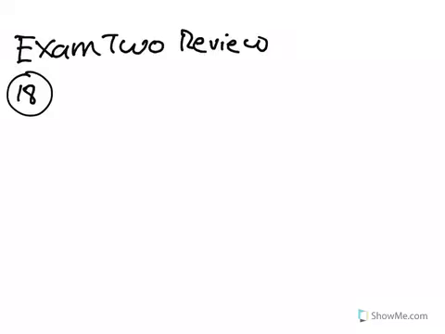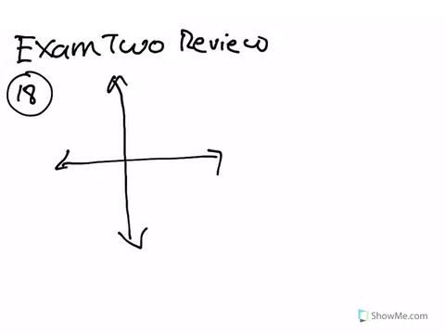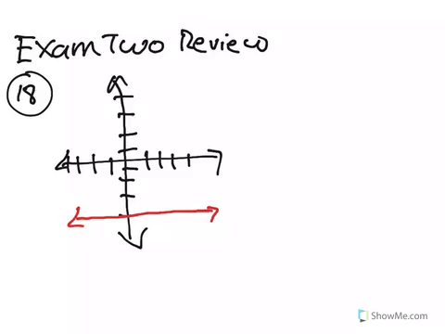For number 18, imagine you were given a graph with a line in it. Imagine this line crosses the y-axis at -4. Okay? And you're asked to find the slope of this line.